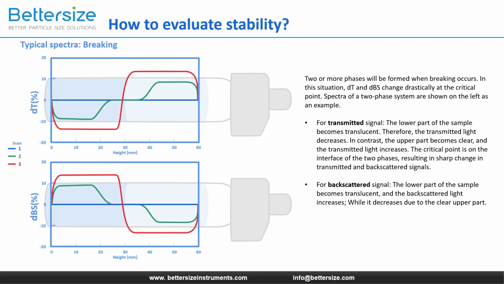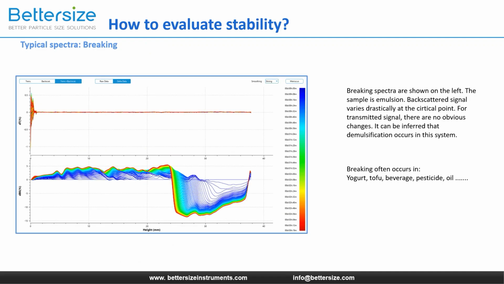The lower part becomes translucent, so the transmit signal decreases. As the concentration of the suspended phase becomes lower and lower in the upper part, the transmit signal increases. It is the same reason for the changes in the backscatter signal. Finally, the signals sharply change at the interface of these two phases. These spectra demonstrate how breaking occurs. The transmit signal is hardly detected, so we use the backscatter signal.